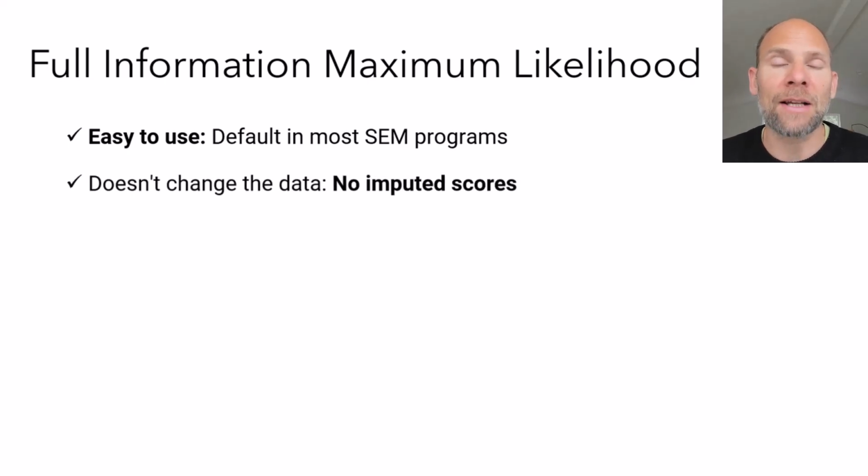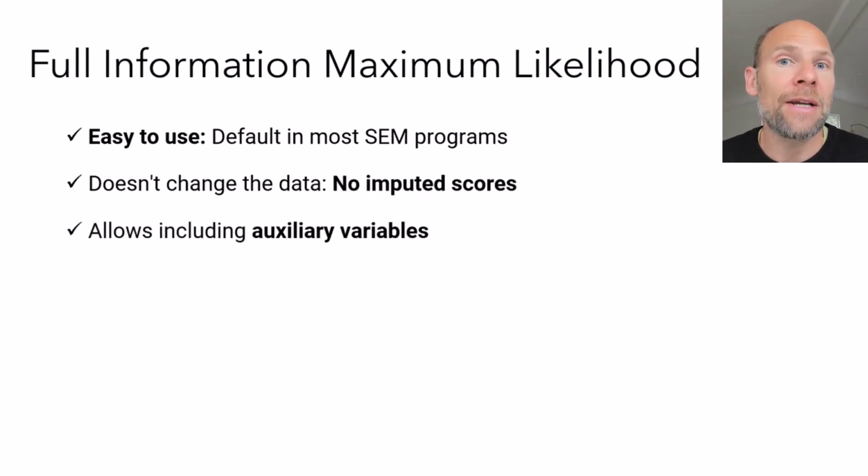Full information maximum likelihood doesn't change your data because it doesn't impute scores. So you end up with the same data set as before, and you don't have to have any imputed data points in there that you have to deal with. And some people prefer that. So some people prefer to not have any imputations in their data sets for whatever reason.